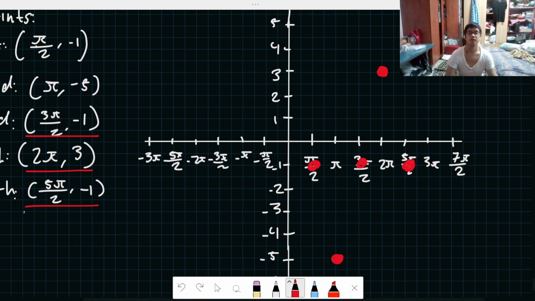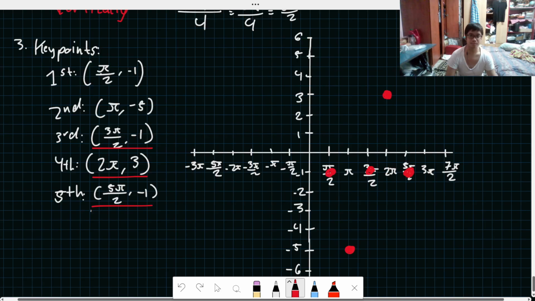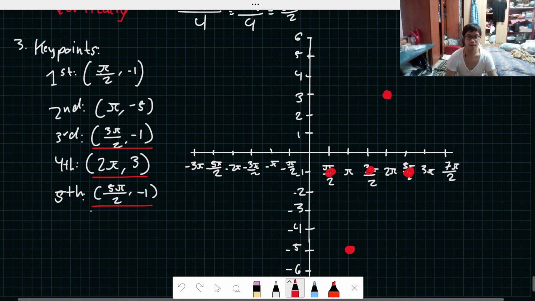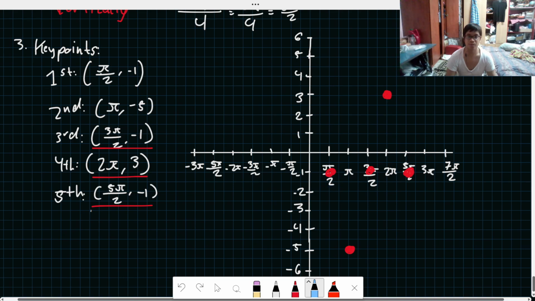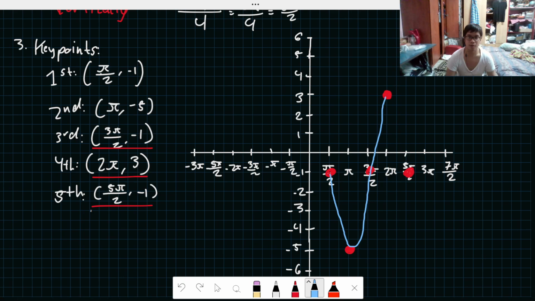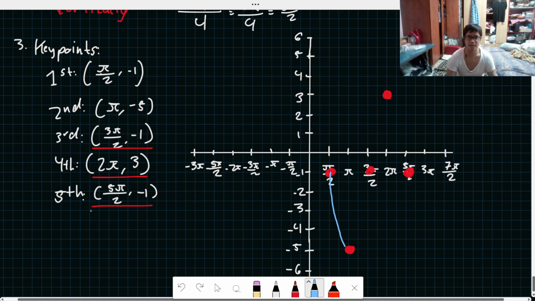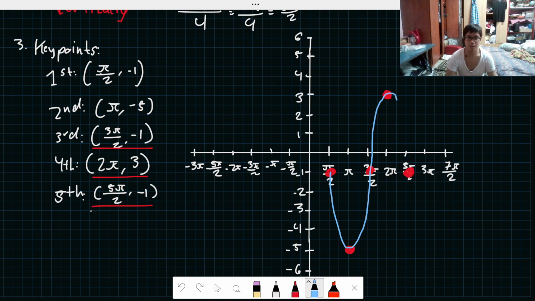There we go. Then we trace them. Now, we will start here, of course. This is the first key point. So we'll start here, here, and no, wait. It's not that good. Let me fix that. Here, then here, then here, here. That's it. Okay. Now, we already traced them.